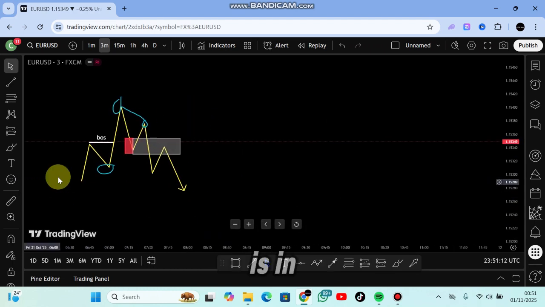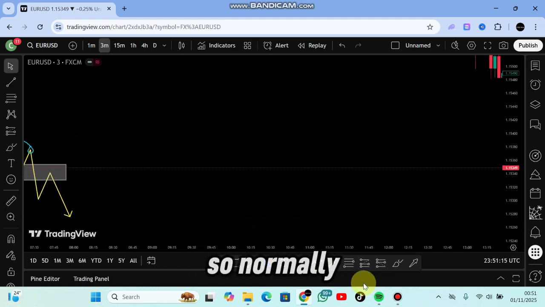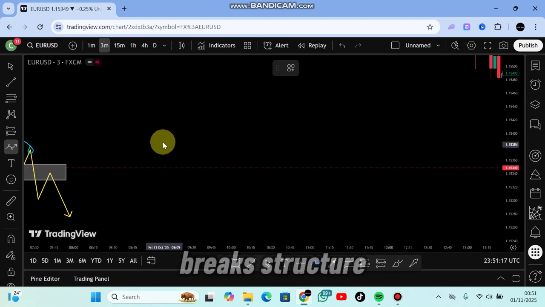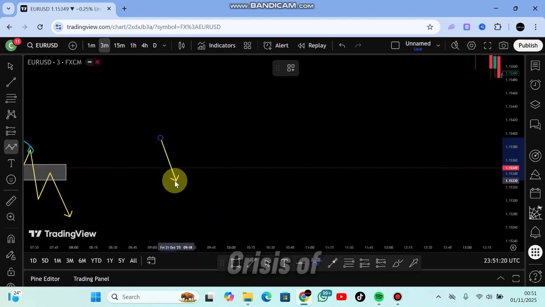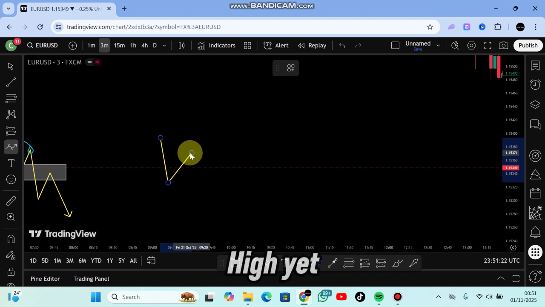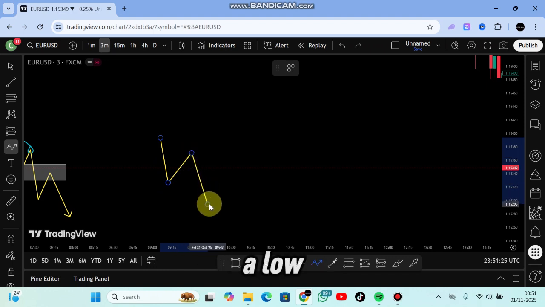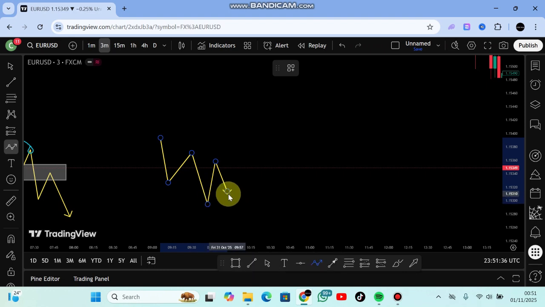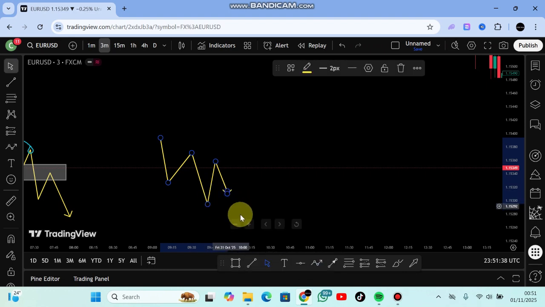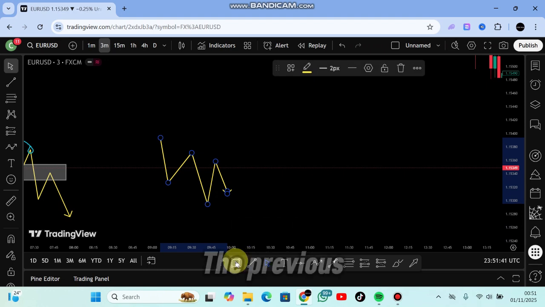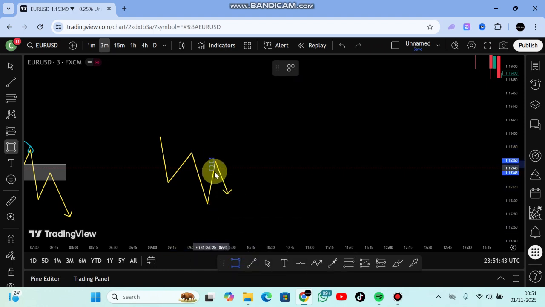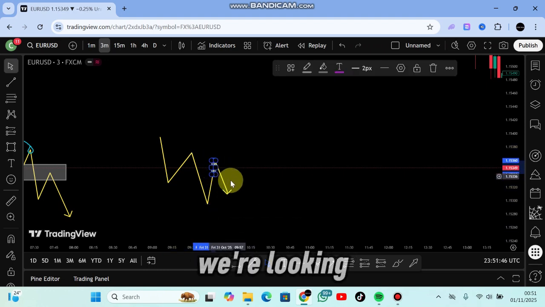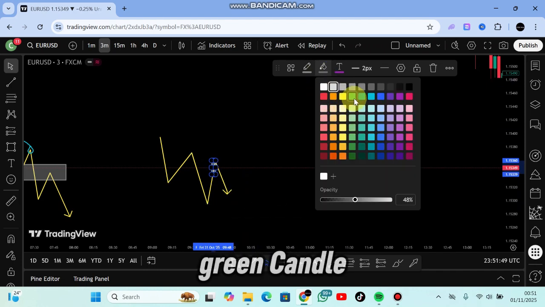While a bullish mitigation block is very simple. The bullish mitigation block is in a downward trend. So normally we should see price breaking structure to the downside, creating a lower low and lower high. You get it? So when price creates a low that's unable to take this previous low, what you need to do is simply mark the order block candle, which is the previous green candle at this particular place.